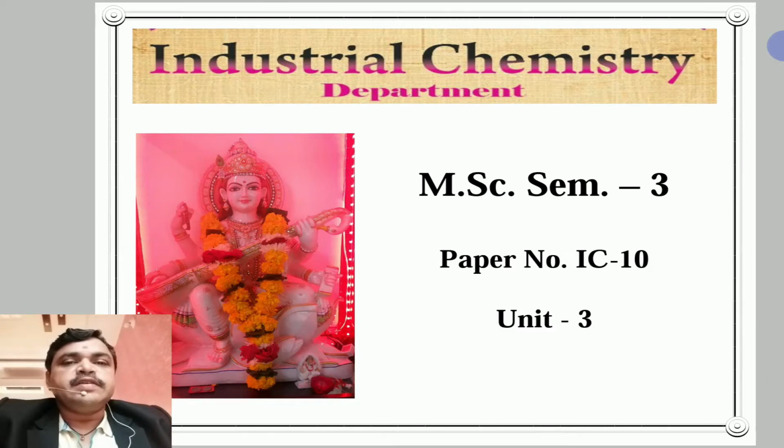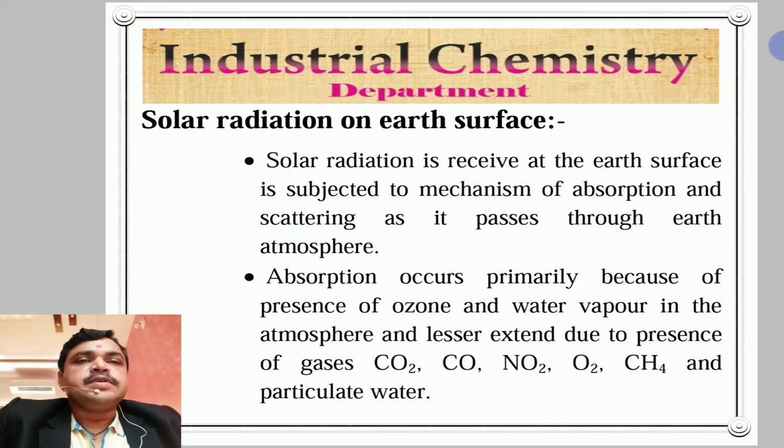Now it is our second lecture. In the first lecture we studied the sun and solar energy. First of all, we see solar radiation on the earth's surface. Solar radiation received at the earth's surface is subjected to the mechanisms of absorption and scattering as it passes through the earth's atmosphere. We studied the unit process of absorption; scattering is not yet studied.